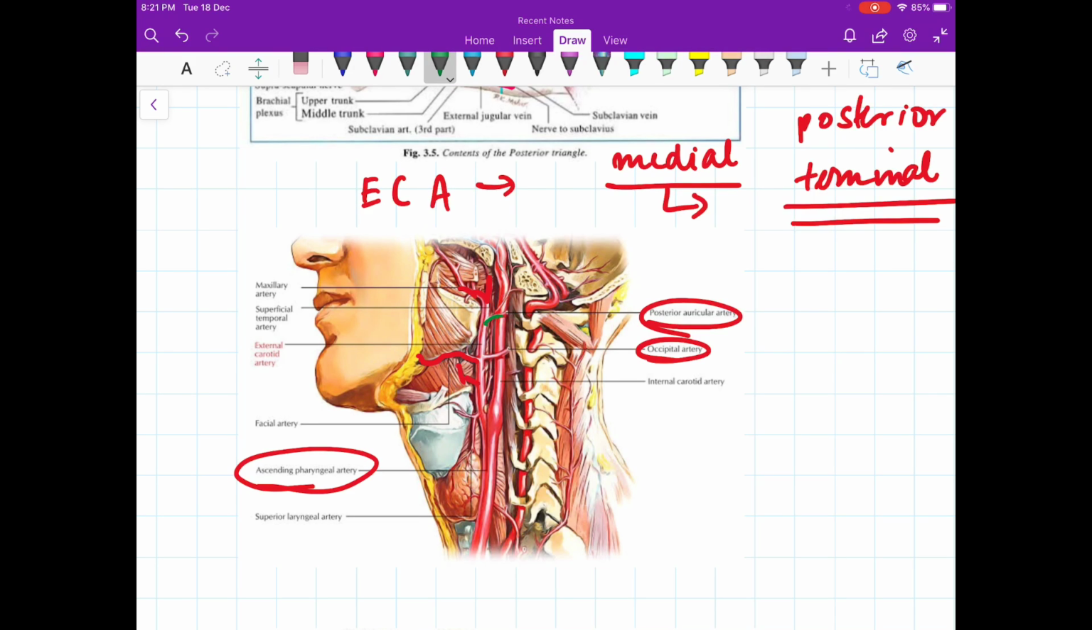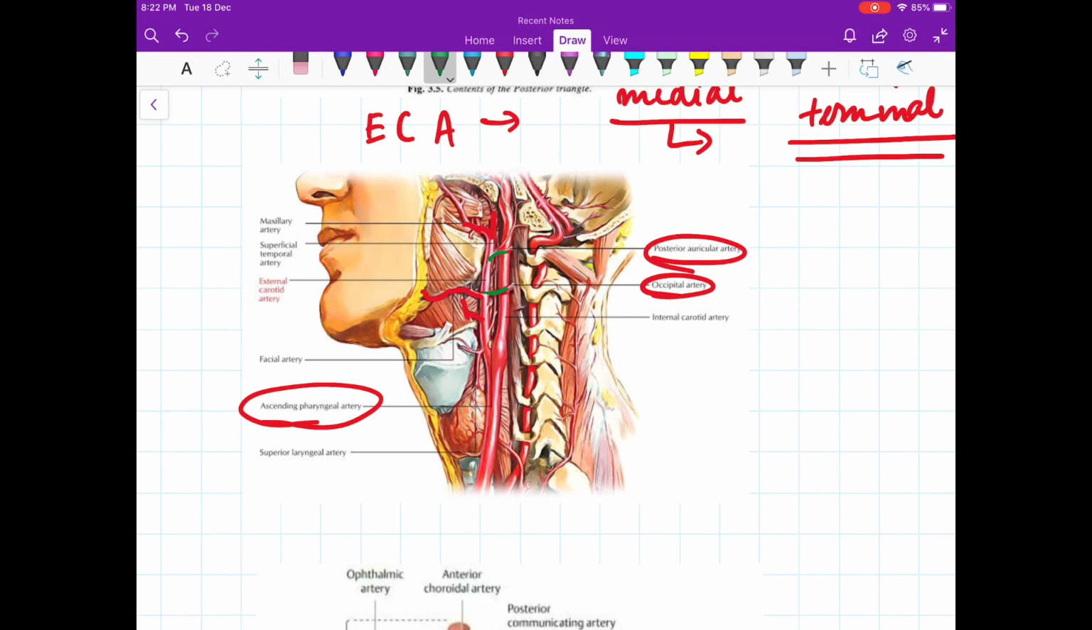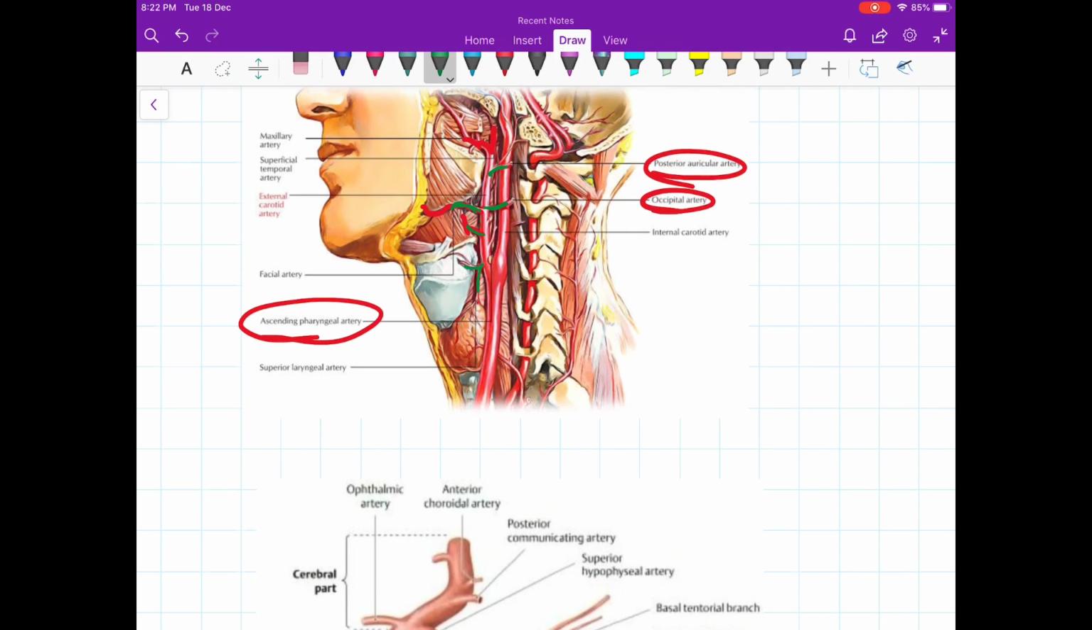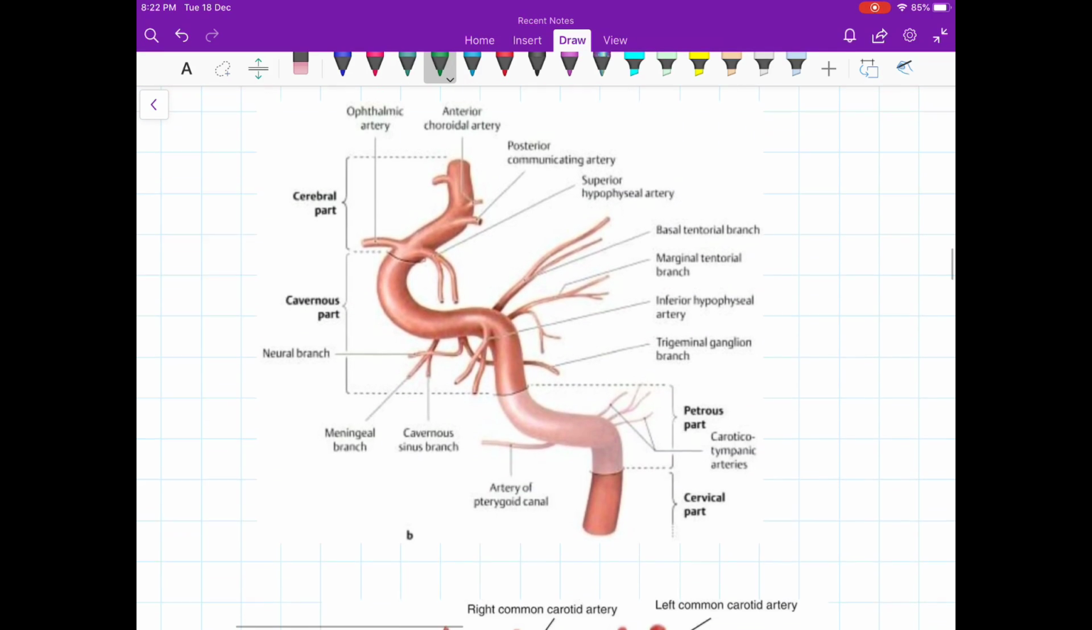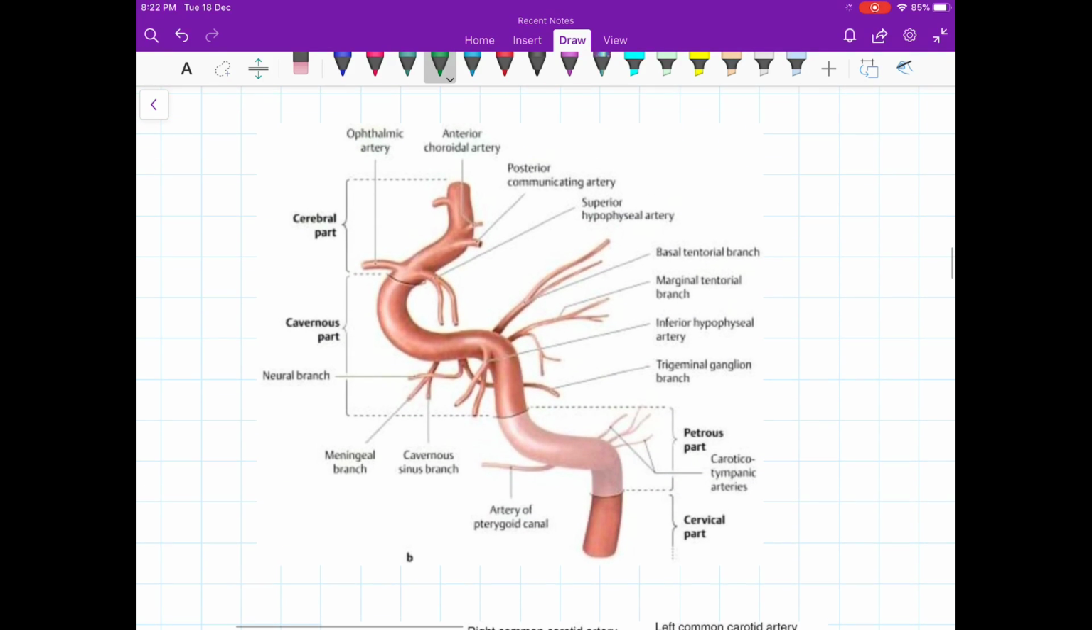The posterior branches are posterior auricular artery and occipital artery. The medial branch is ascending pharyngeal artery, and the anterior branches are facial artery, lingual artery, and I missed one branch, that is superior thyroid artery. So this was about external carotid artery. Now I will tell you about internal carotid artery.